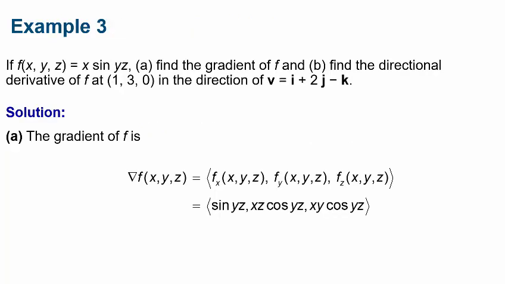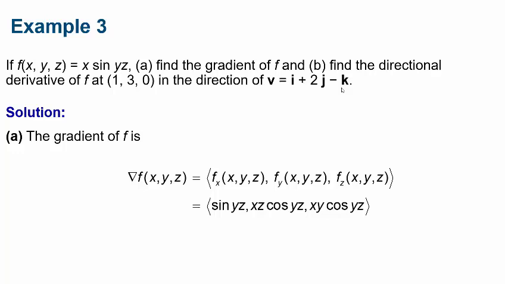All right, let's work an example. If you have a function of three variables, x, y, and z, and your function is x sine of yz, let's find a, the gradient of f, and b, the directional derivative of f at the point (1, 3, 0) in the direction of the vector i plus 2j minus k.